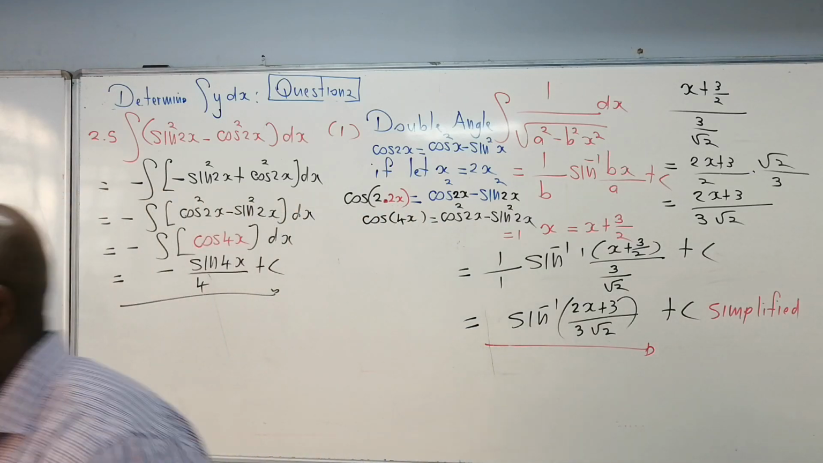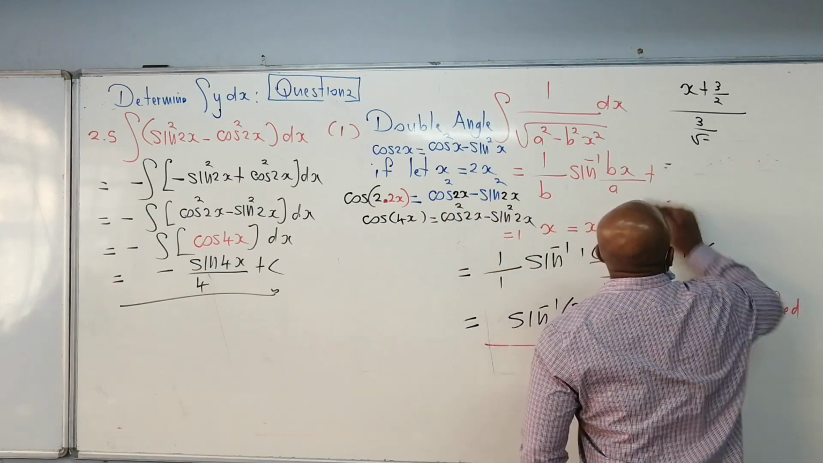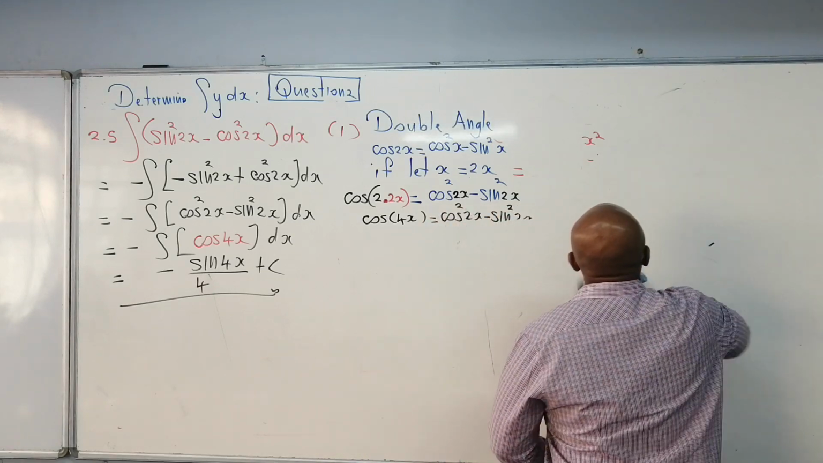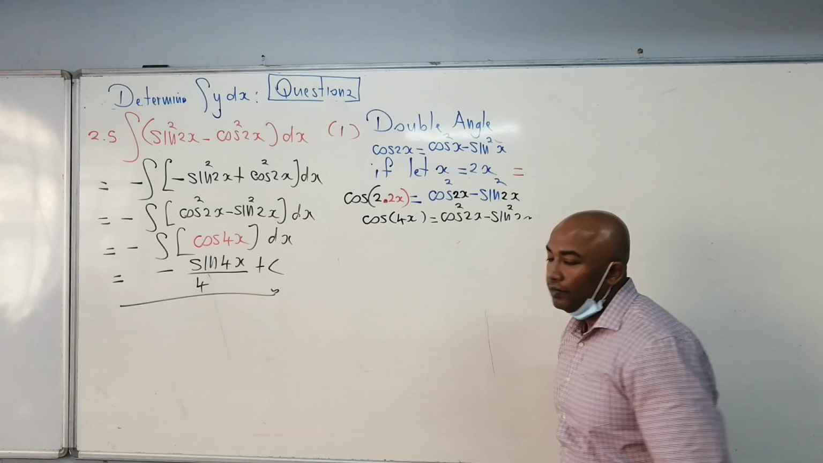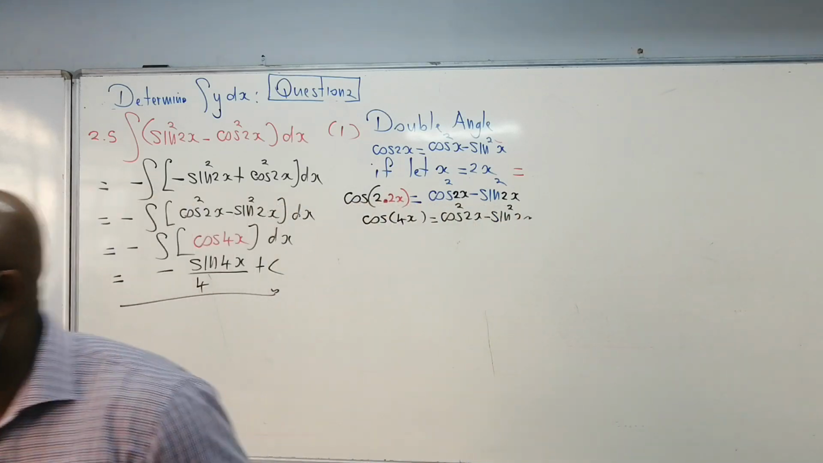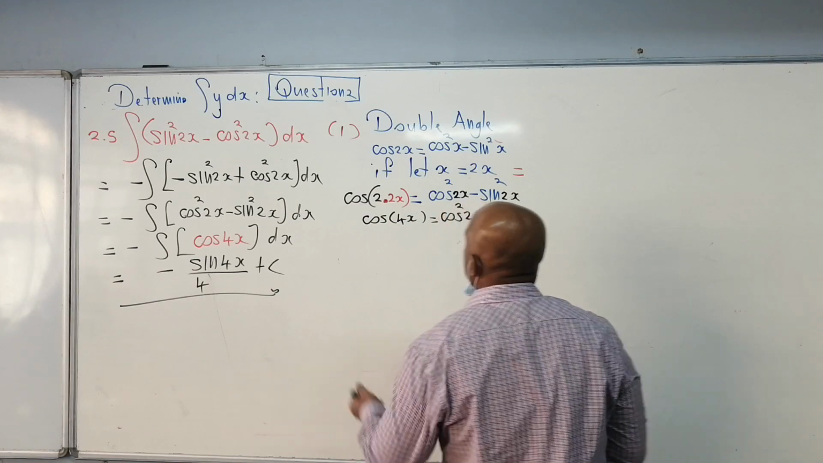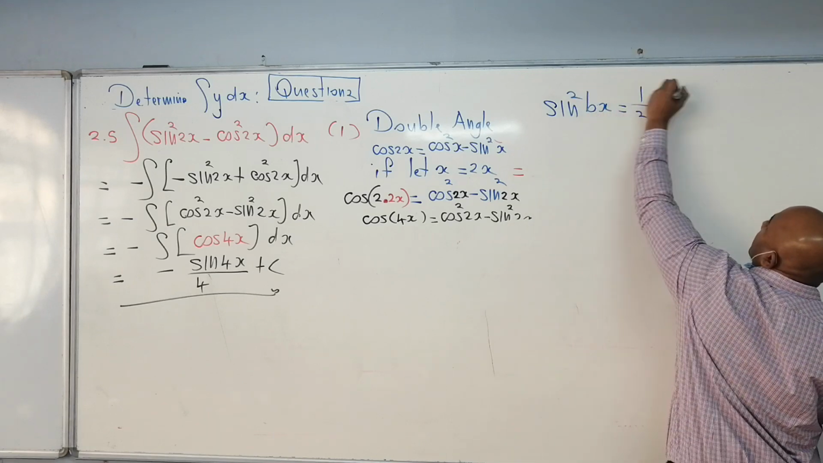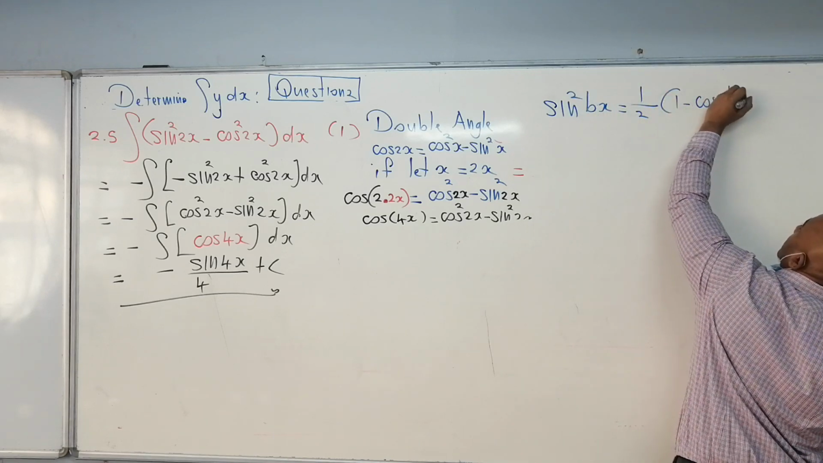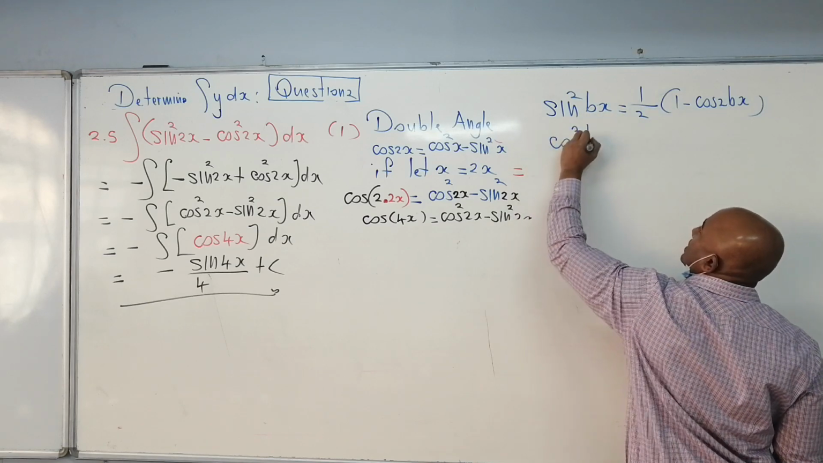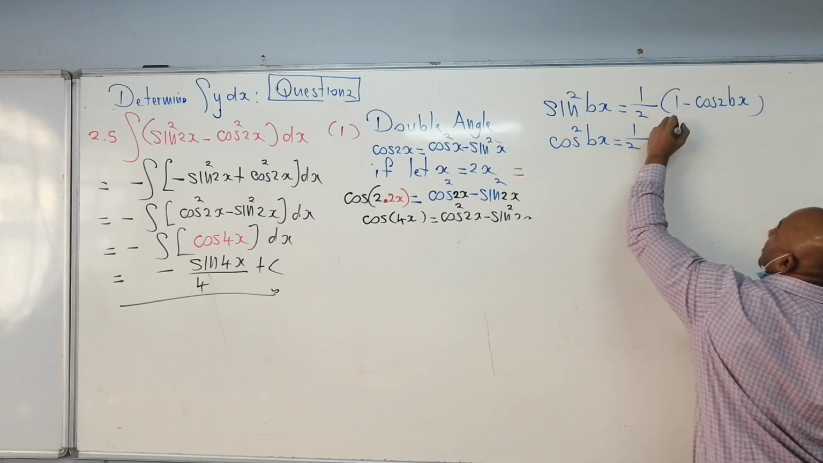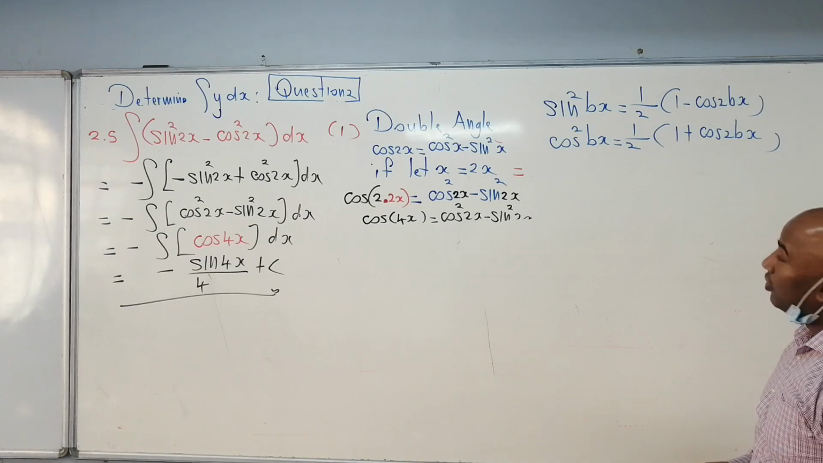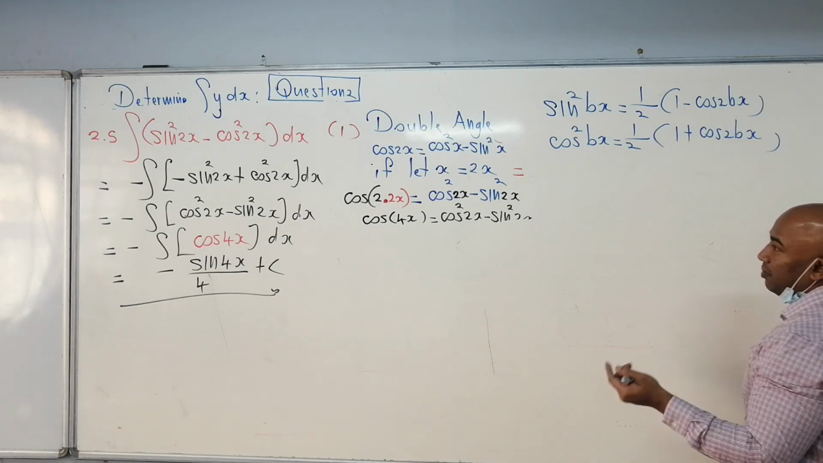Now, let me just redo for some of you that may have done it the other way. So, what happens if you use the other formulas? So, remember that sine squared bx is the same as half into 1 minus cos 2bx, and cos squared bx is half into 1 plus cos 2bx. So if you wanted to use these formulas, you can. So what do I mean?